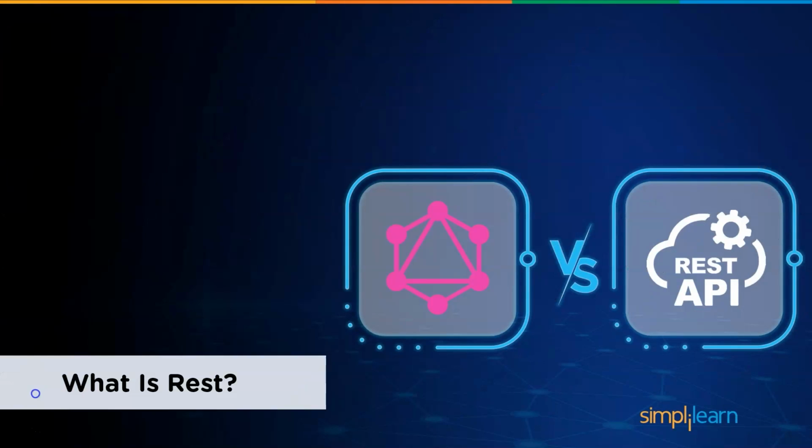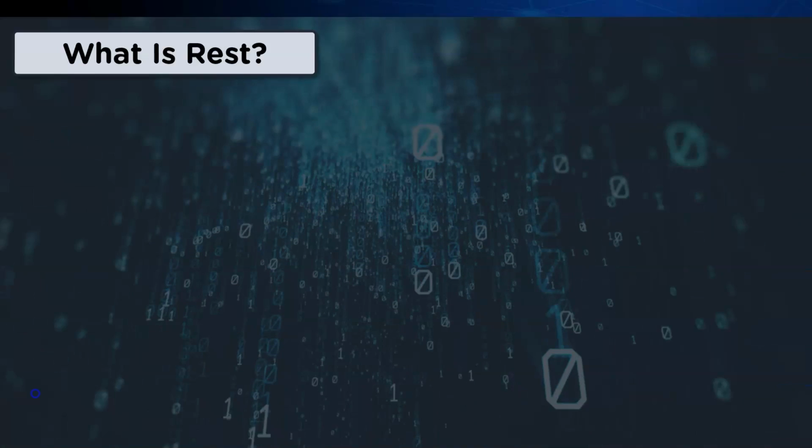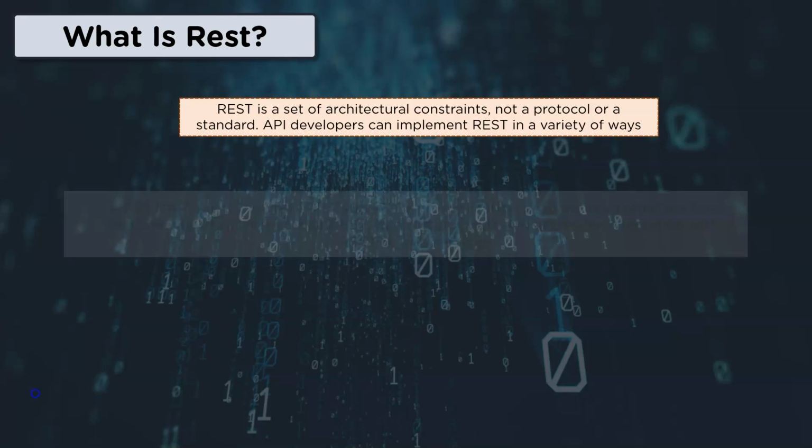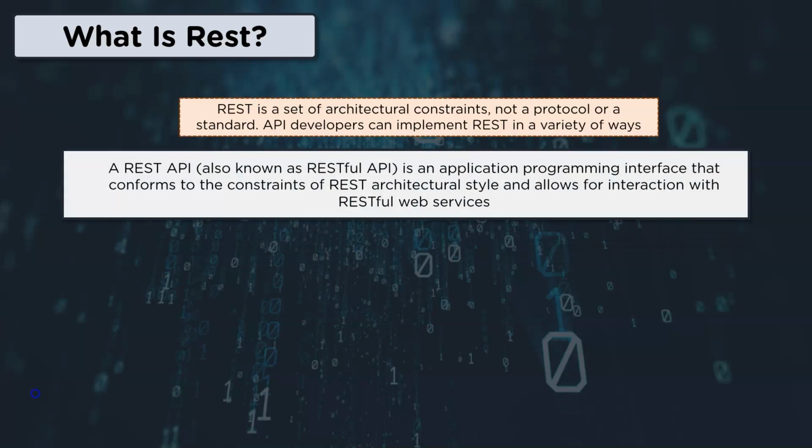So what exactly is REST? REST is basically a set of architectural constraints and not a protocol or a standard. Now, API developers can implement REST in several ways. So REST API, which is also known as the RESTful API, like I mentioned, is an API that conforms to the constraints of REST architectural style. And REST stands for Representational State Transfer and was created by computer scientist Roy Fielding.